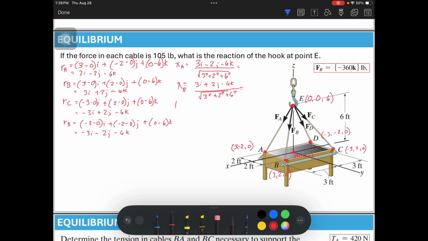Lambda C is negative 3i plus 2j minus 6k all over the square root of 3 squared plus 2 squared plus 6 squared. Lambda D is negative 3i minus 2j minus 6k all over the square root of 3 squared plus 2 squared plus 6 squared. Okay?